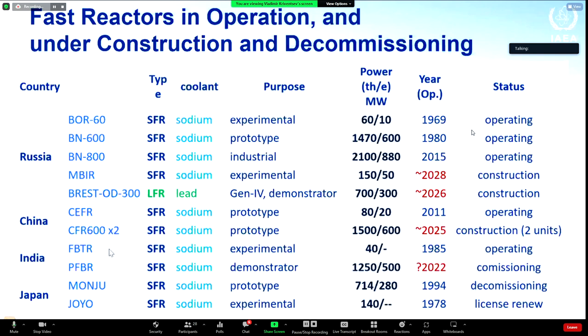India has FBTR in operation, an experimental reactor, and PFBR already under commissioning. Japan has Monju and Joyo experimental, awaiting license renewal and expecting to start operation again, and Monju is under decommissioning. You see here, almost all of them are sodium-cooled reactors, except Brest-300, which is new. These are the real reactors which will be operating in the coming years.